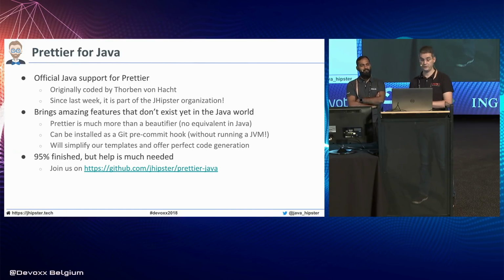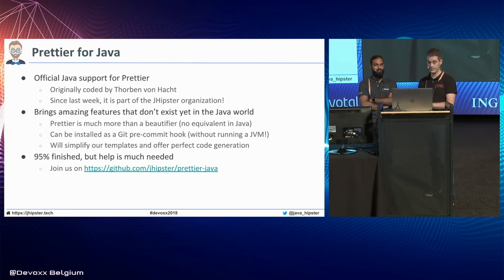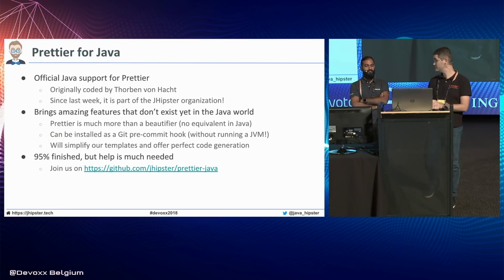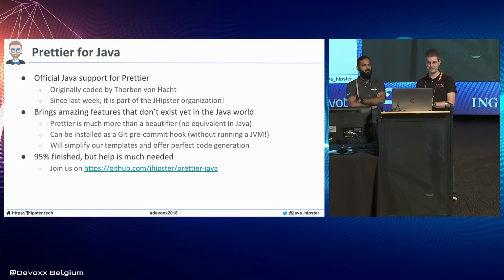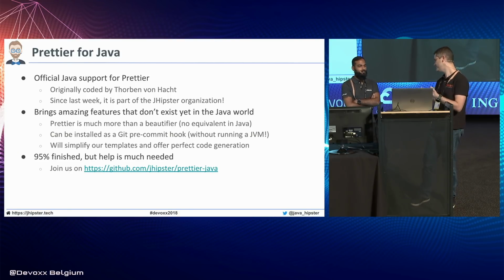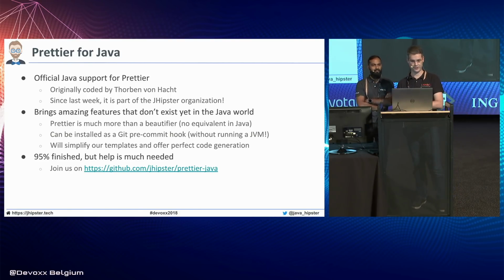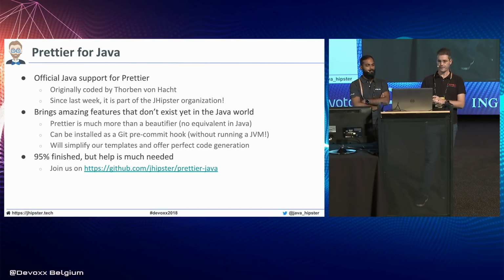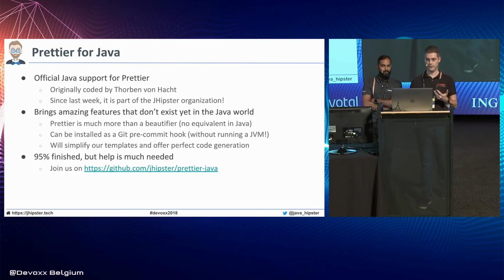So Prettier for Java is the official version of Prettier for Java. It was coded by Torben from Act, who is working for Apple now, and we are on very good terms with him. So last week he gave it to the JHipster organization. So now we own the code. Well, with him, he still owns of course his source code. That brings something really amazing to Java because it did not exist in Java at all.